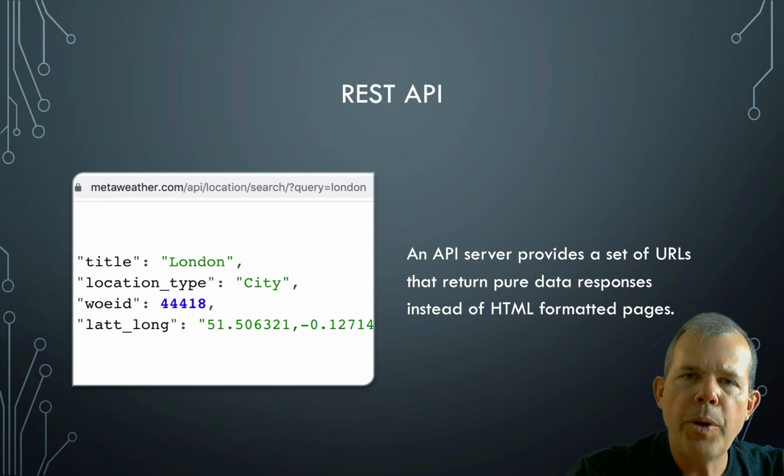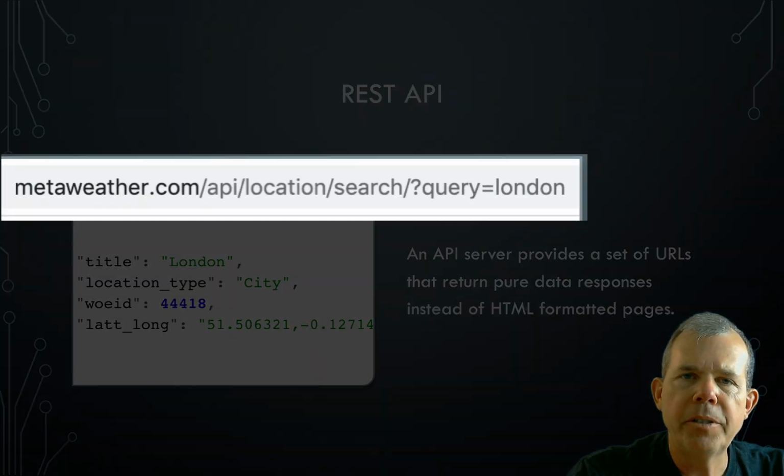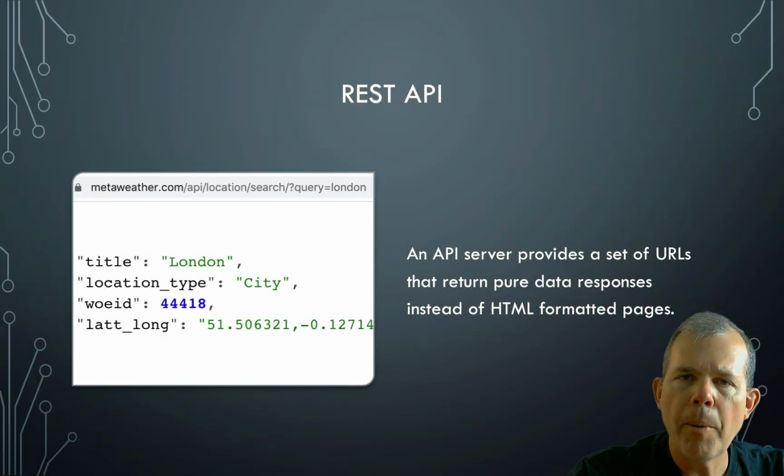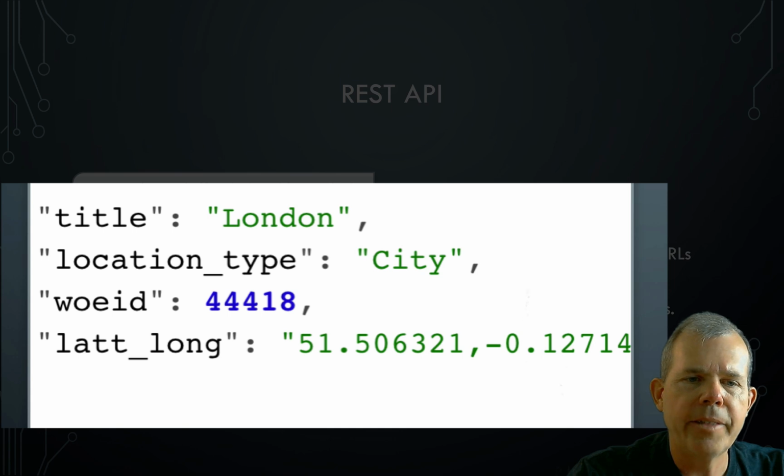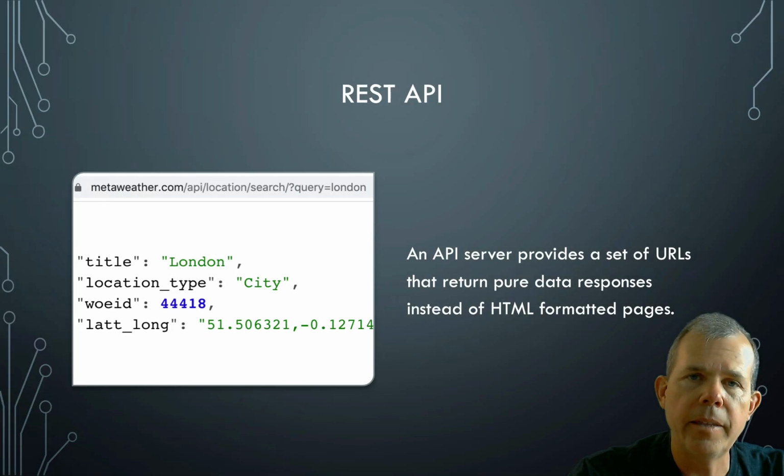So a REST API is a service that lets you look at specific URLs, such as the address that you see listed here. And instead of responding with an HTML page, a web page, you get back a pure data form. So it looks something like this here, where it says London, city, and an ID number.